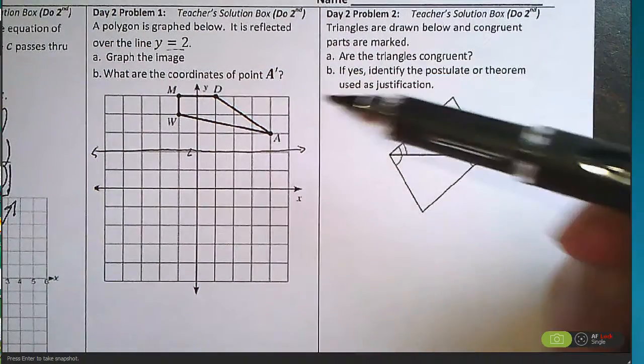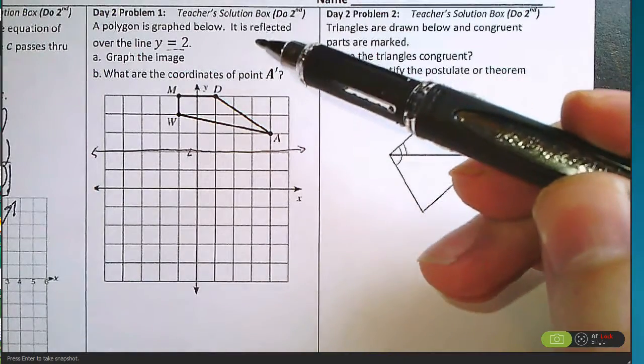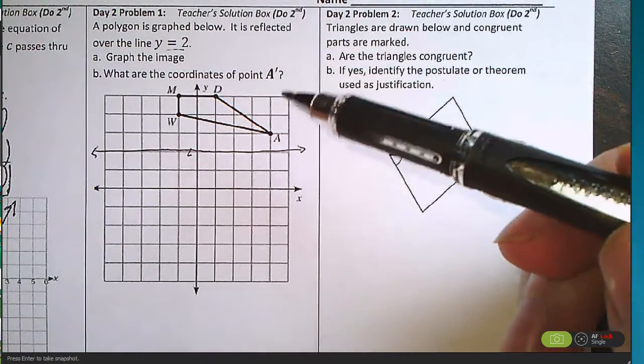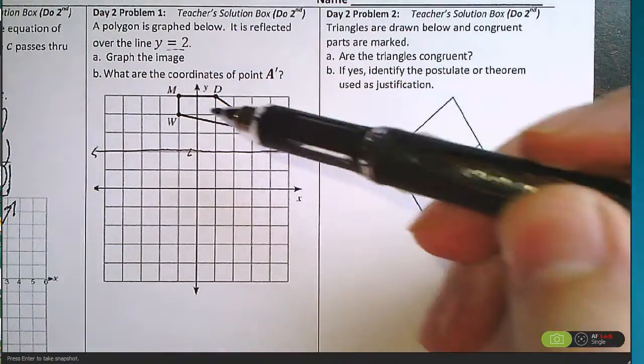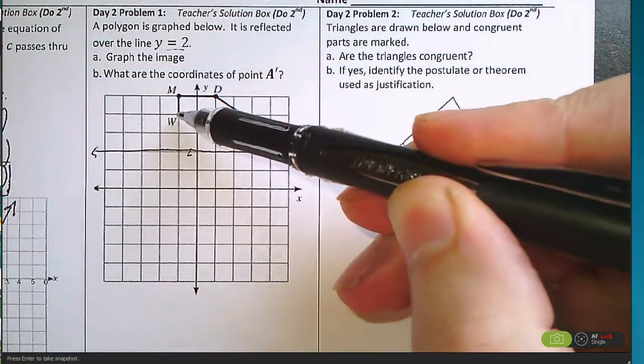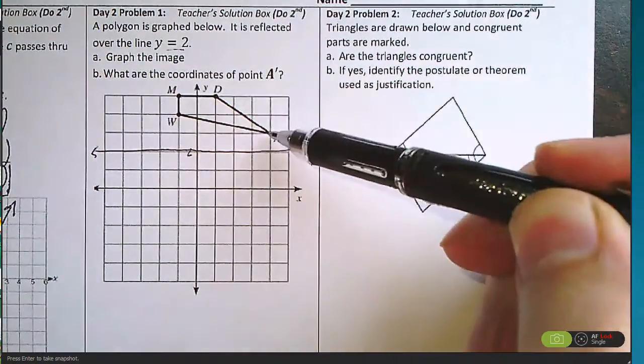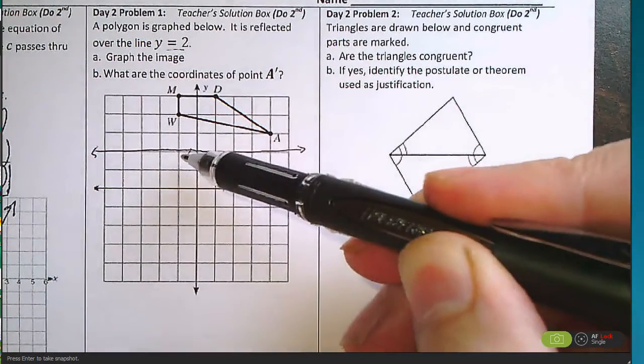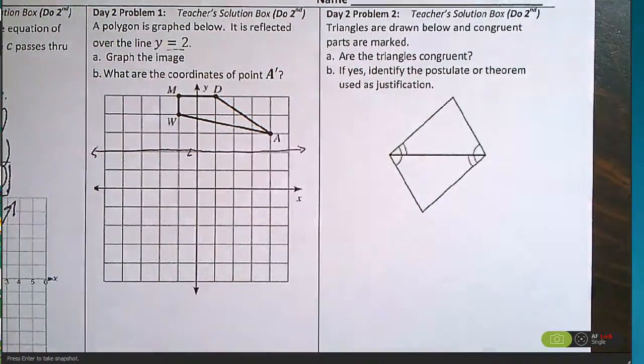line. Now a reflection is a rigid motion that retains distances. So the way that we can draw this is to find the distances between the vertices of this shape and then duplicate those distances on the other side of the reflection line.